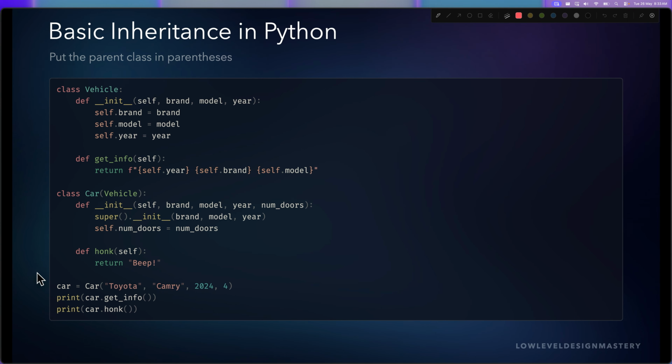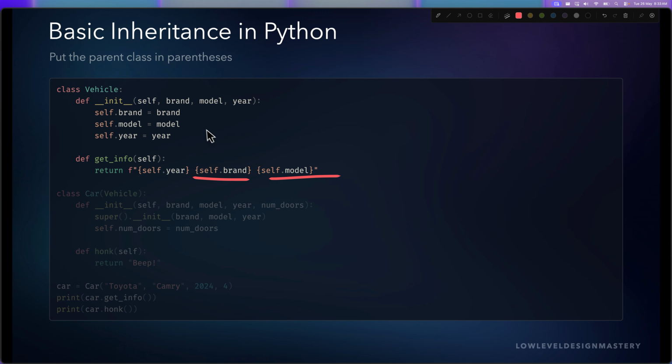So this is a basic inheritance in Python. We have a class Vehicle, and then we have an init method, the constructor, which takes brand, model, and year, and assigns them to their respective variables. Then there is a method called getInfo, which uses self.year, self.brand, and self.model. Whatever three variables are passed here, it is just printing them. Sorry, in fact, returning them.